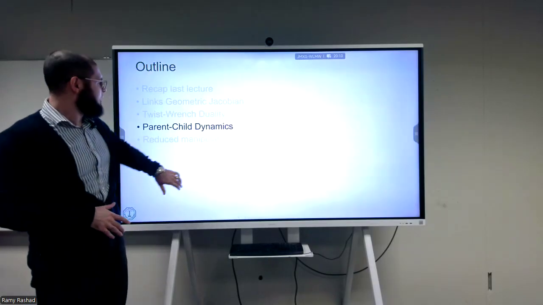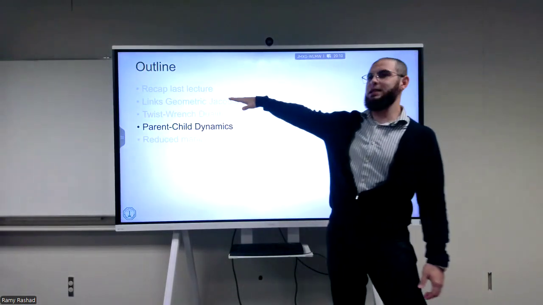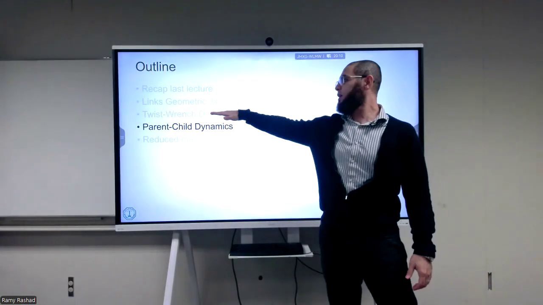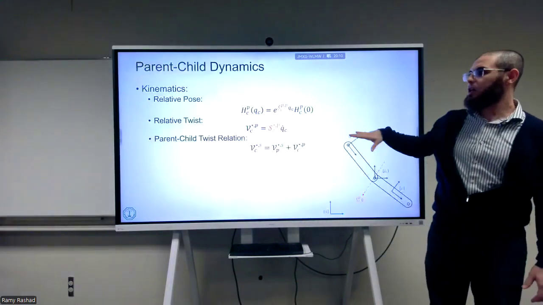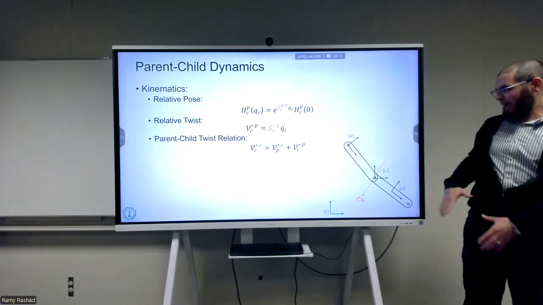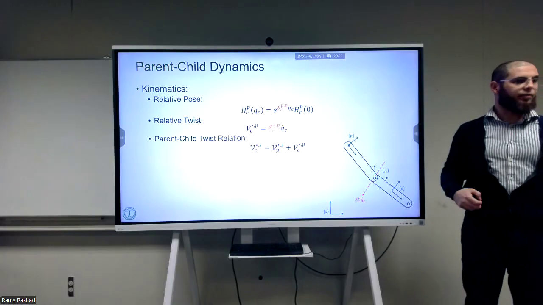Okay. So now these are the two pieces we need so far. The first one is the link geometric Jacobian. The second one is the twist and wrench duality. Now let's look at one extra piece, which is what happens to the dynamics of the parent and the child together, connected by the joint.